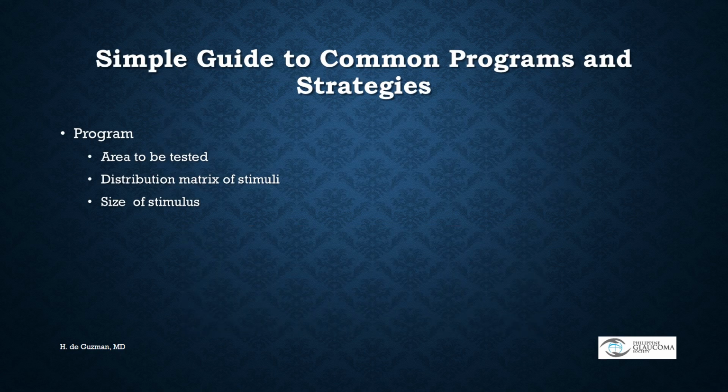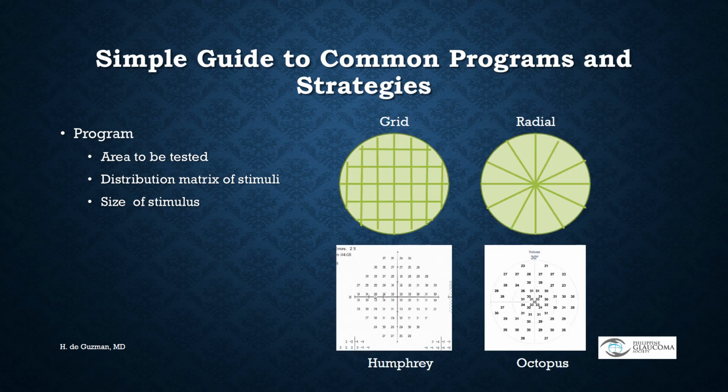There are different programs available in our different perimetry machines, and when we choose a program, the area to be tested, the distribution of the stimuli, and the size of the stimulus are already set for us. So it's usually 30 degrees, 10 degrees, or 24 degrees that we test. And these are the distribution matrices of the two commonly used machines.